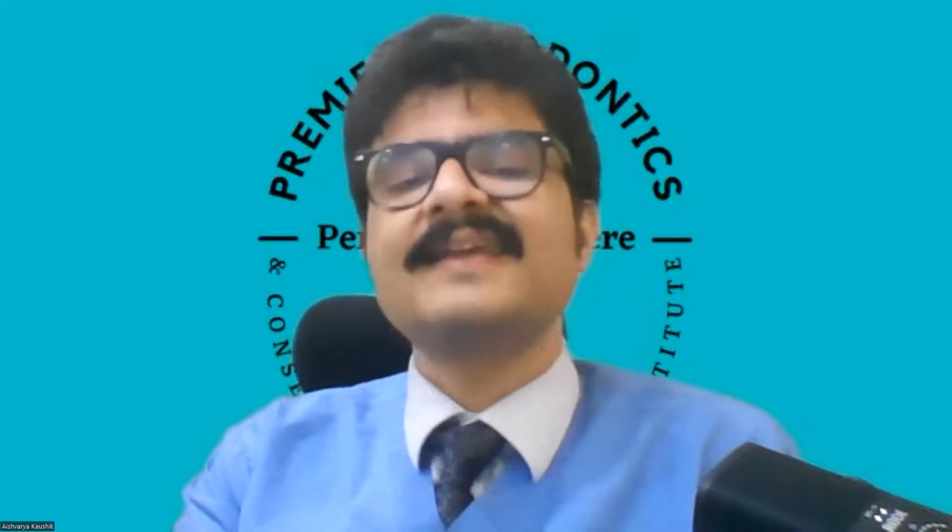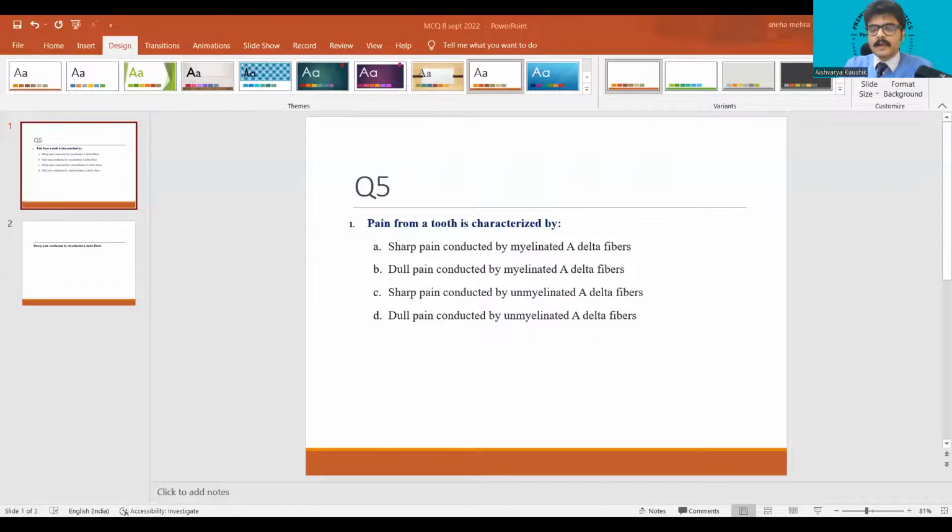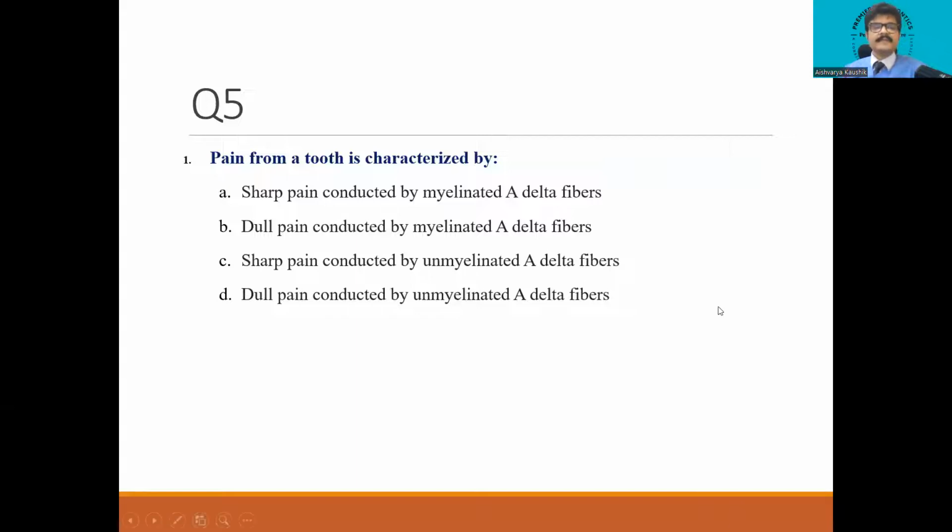Today, we will be discussing a very important MCQ pertaining to the diagnosis and the pain pathway and the innervation of the dental pulp. Right? So, let us just look at the MCQ. I'll share the screen. All right. Fine. Now, the question is that pain from a tooth is characterized by.